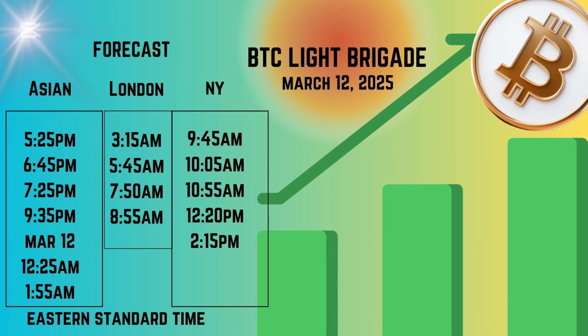Okay, and so now the forecast that you've all been waiting for. This is for Wednesday, March the 12th. We've broken it down into the three sessions, Asian, London, and New York. The first times you see listed on the Asian session are actually for March the 11th evening. And I just want to remind you again, I'm in North America. I use standard time, so all these timings are in standard time.